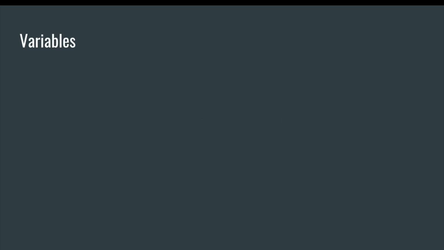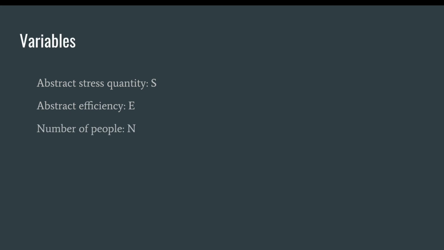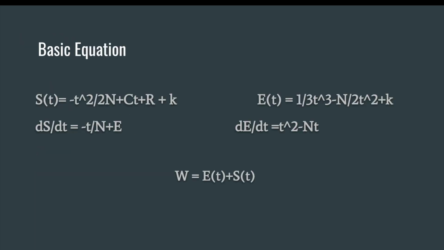And so now we come into the actual part of deriving our equations. Part 1, I will talk about variables and ODE. First, variables. We have an abstract stress quantity, which we name S with respect to time. We have an abstract efficiency, E, also with respect to time. And we have number of people, N. Rest, R. Work done, W, which is all pretty self-explanatory, given by the first letter of the word.